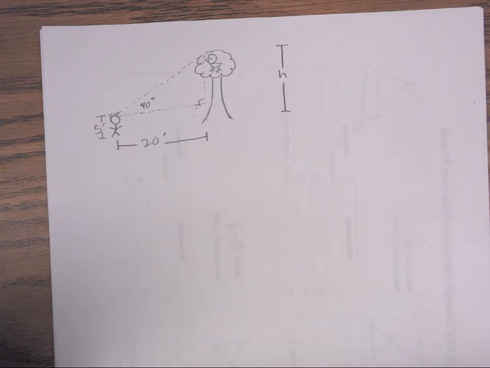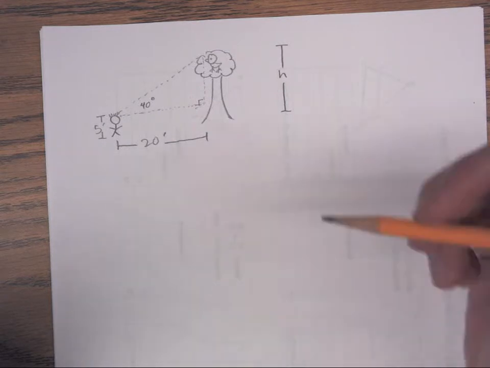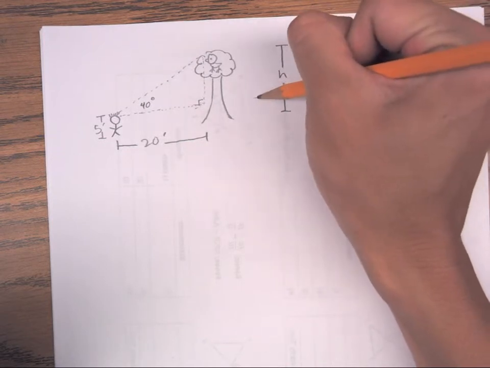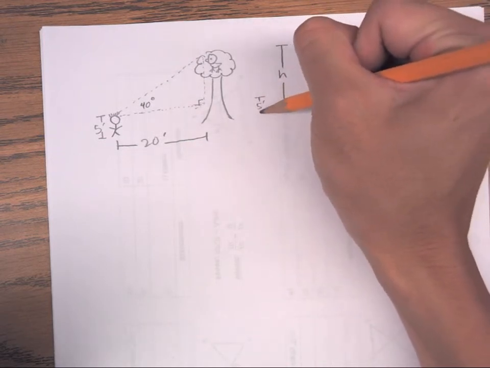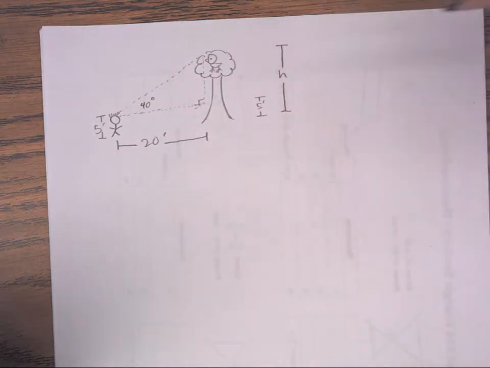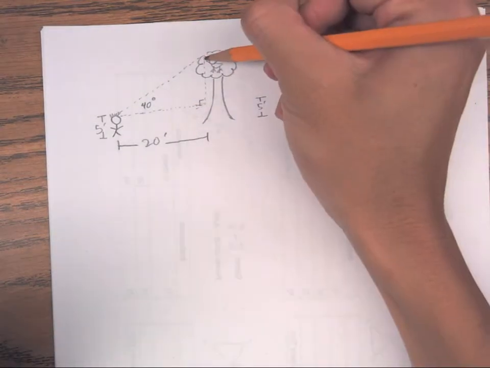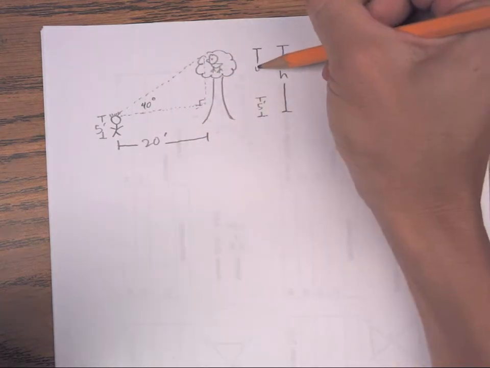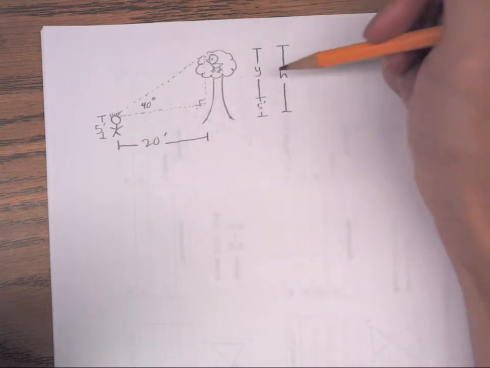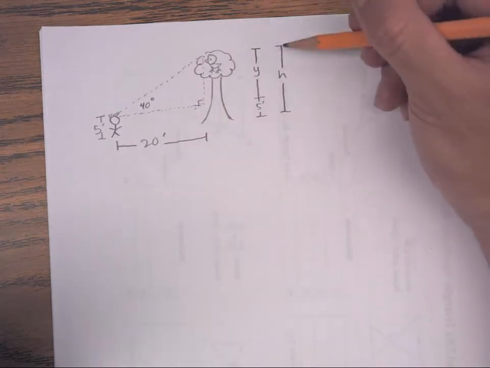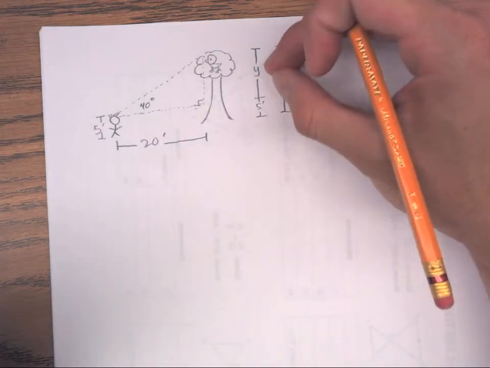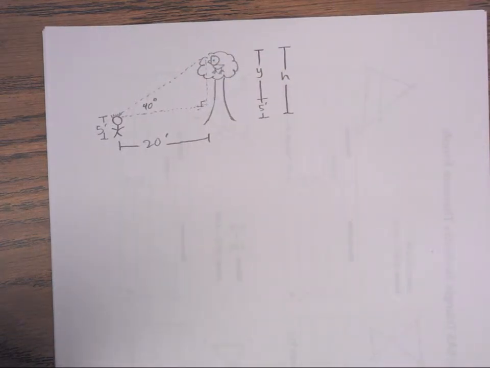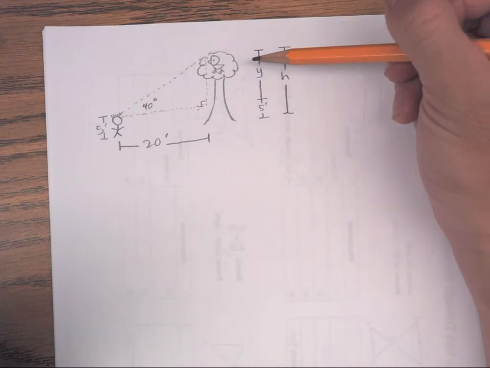So, first, what we know is that Andrew is 5 feet tall. So we know that part of the height of this tree is at least 5 feet. Our goal is to solve for this length. This is the length that we don't know. Let's call it y. So the total height of the tree is going to be Andrew's height plus this height here.